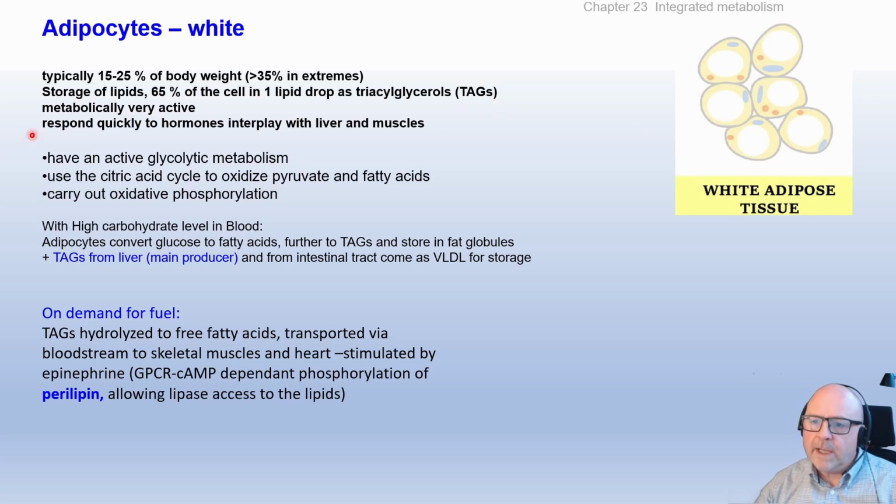These tissues are very metabolically active and respond quickly to hormones, and they have an interplay. So adipose tissue has an interplay with liver and muscle when it comes to releasing fat and delivering fat to the muscles, and unused fat delivered from adipose tissue to the muscles needs to go back to the liver to be packaged and sent back to the adipose tissue for storage. So that's that interplay. Just briefly, they have a high glycolytic metabolism. They use the citric acid cycle to oxidize pyruvate and fatty acids, and they carry out oxidative phosphorylation.